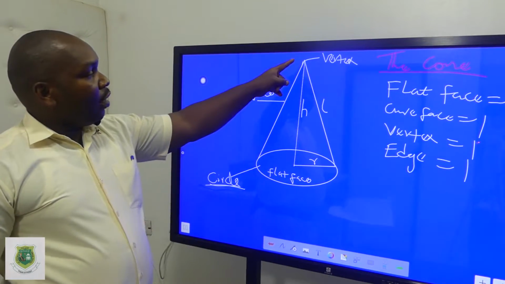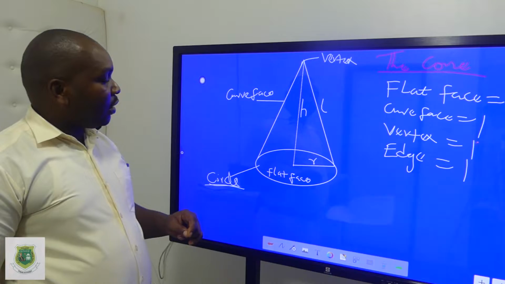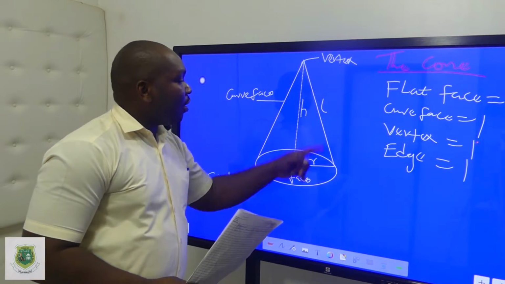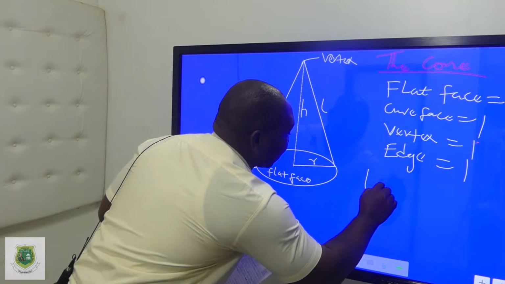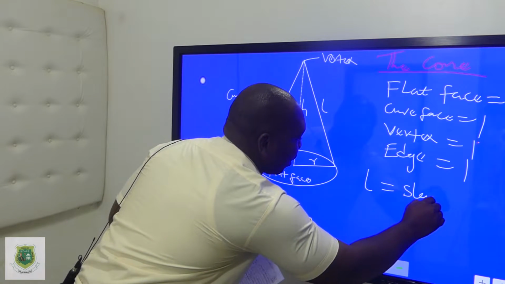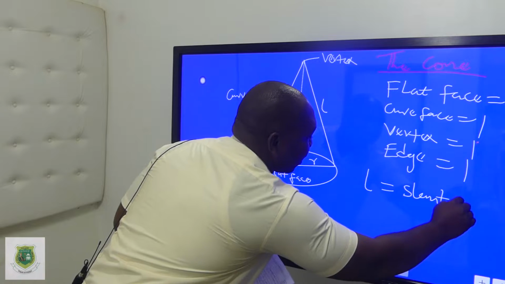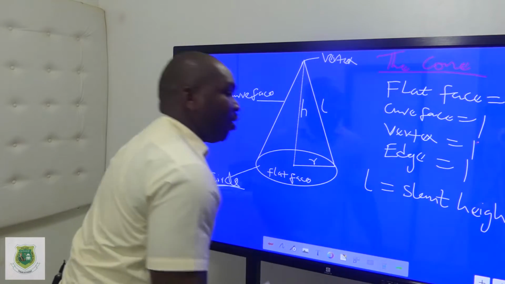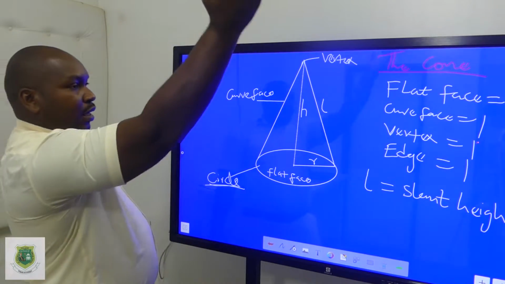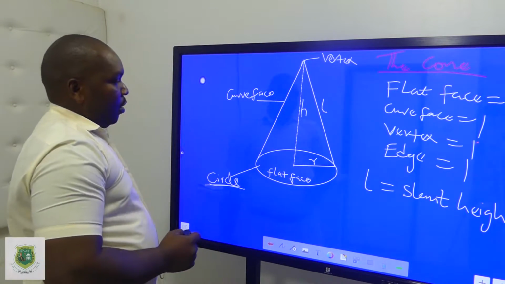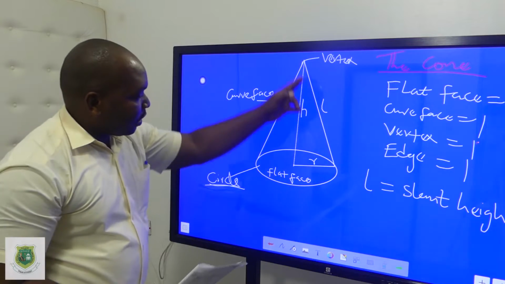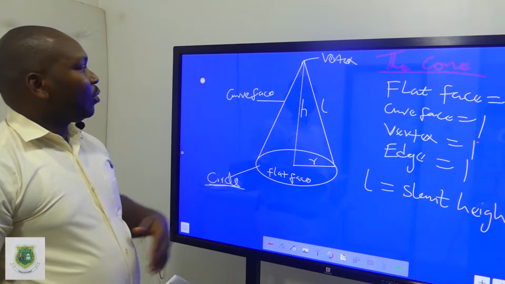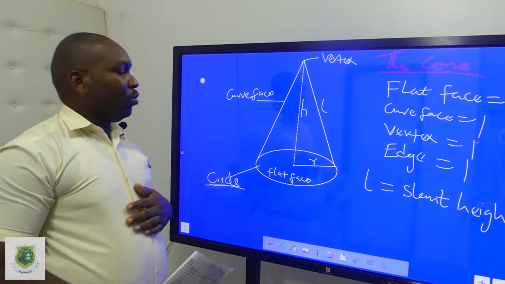So here, in our mathematics, in our solid measurement, the L here is what we call the slant height. The slant height. Why is this slant? Because it is beveled, it is inclined, it is slant. This is the normal height of the cone.